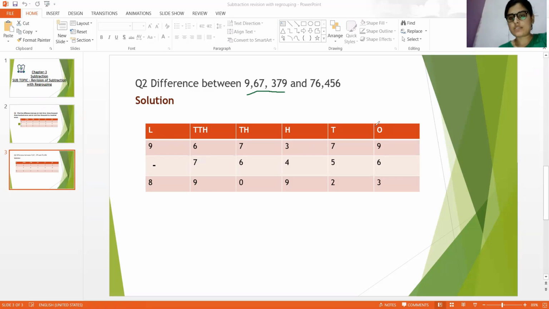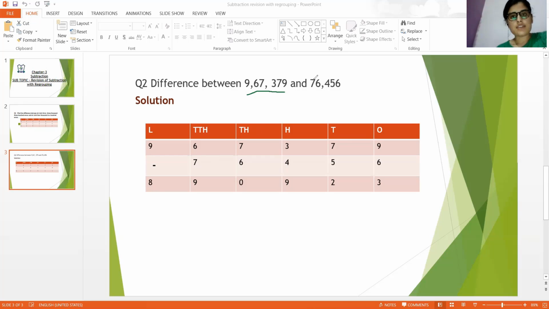9 is at ones place, 7 is at tens place, 3 is at hundreds place, 7 is at thousands place, 6 is at 10,000s place, 9 is at lakhs place. So after this, what we will do, we will just find the difference. We write the next number, that is 76,456. We know it is 76,000, so we cannot start from lakhs place.